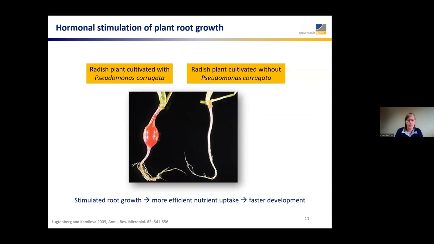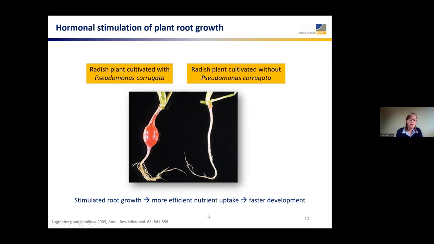A classical example is shown here. What you see here is a radish plant that has been cultivated in the presence or absence of a Pseudomonas strain. On the left-hand side, you see a radish plant in the presence of Pseudomonas, and you see its development is advanced compared to the individual on the right-hand side that has been grown without Pseudomonas. How can this be explained? We know that this specific Pseudomonas strain is capable of producing auxin. Auxin is a plant hormone. Hormones in plants regulate growth and development. And if this microbe is producing auxin and releasing it into the environment, this has the consequence that this radish plant is stimulated in root growth. Having stimulated root growth means that nutrient uptake can occur more efficiently. And this has most likely led to the faster development of the plant on the left-hand side.